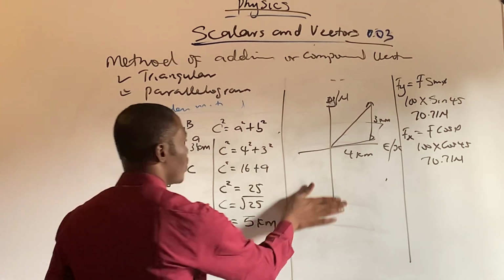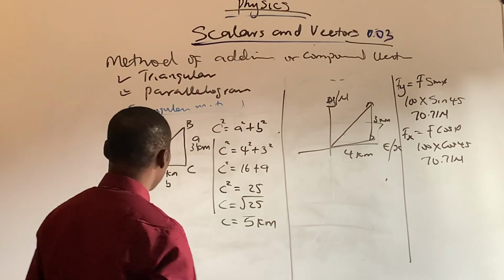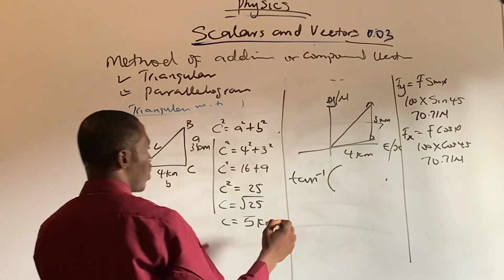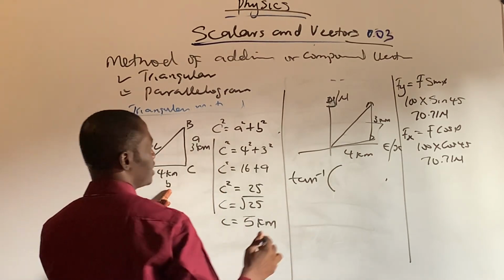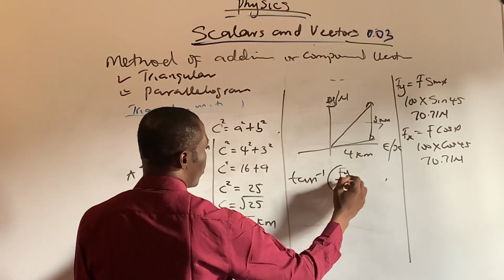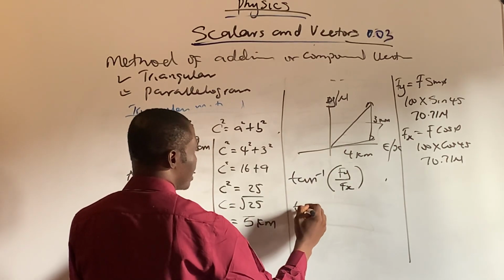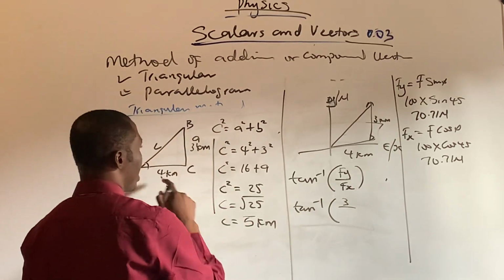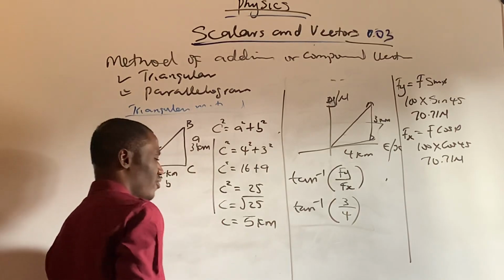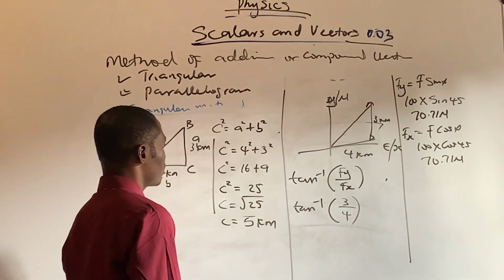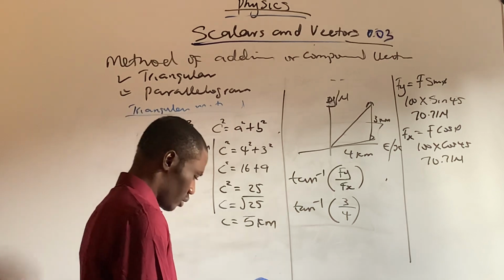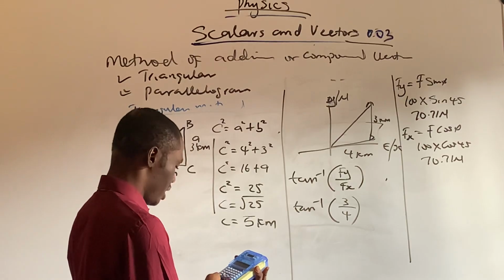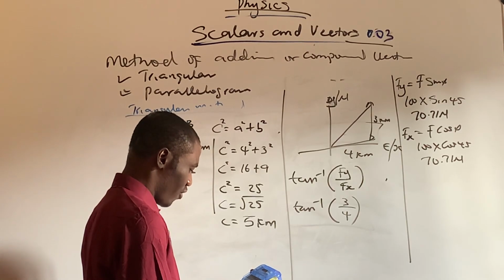Now let's find the angle. We want to find the angle of inclination. So what we're going to do is say tan inverse is equal to opposite over adjacent. So what you have is f of y over f of x. So the tan inverse is equal to, what's my f of y? It is 3 over 4. So what I have is tan inverse of 3 over 4. Okay? Shift tan of 3, which is the y, divided by 4.